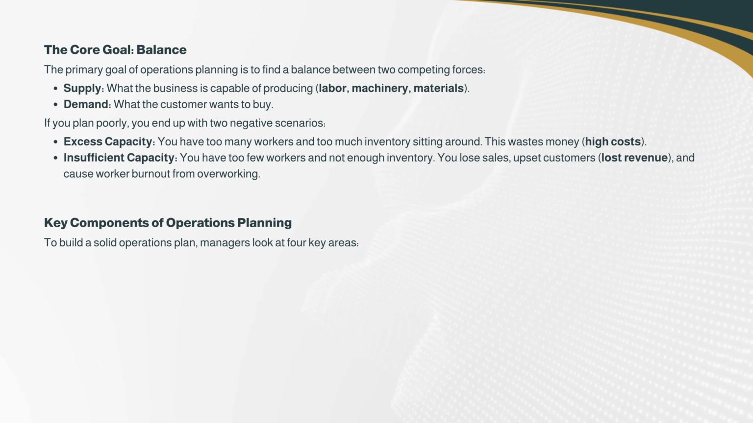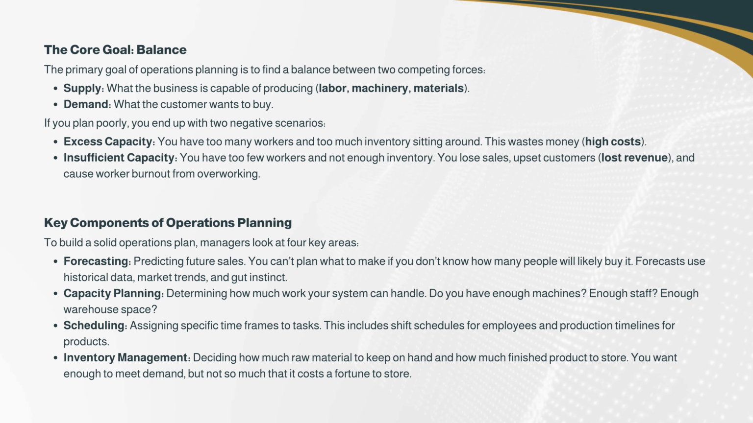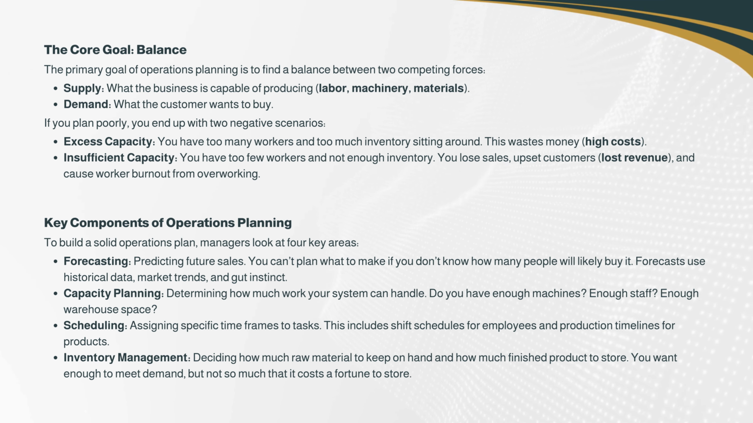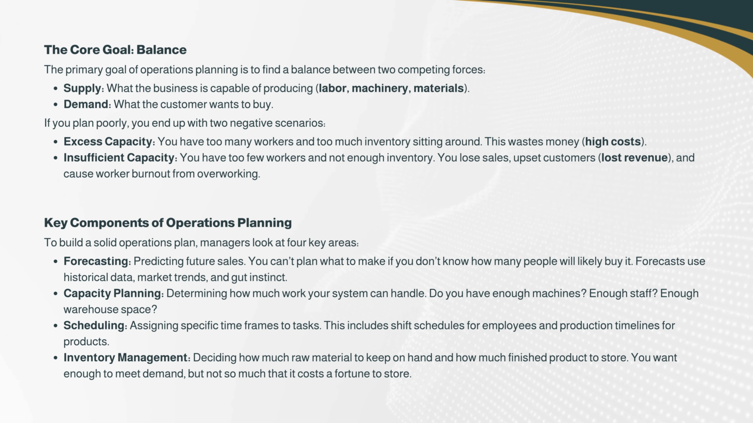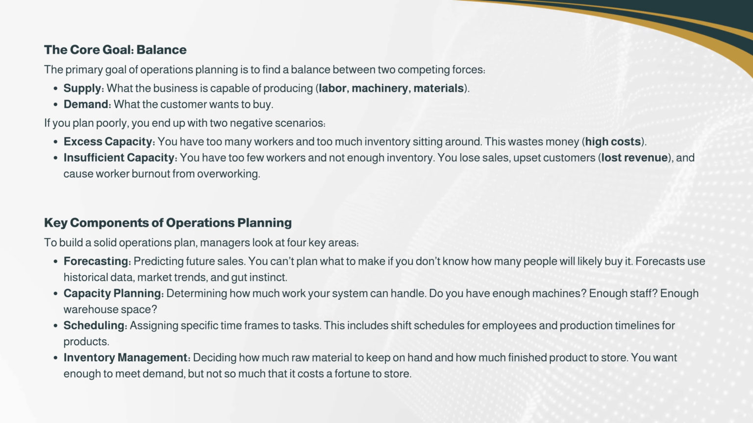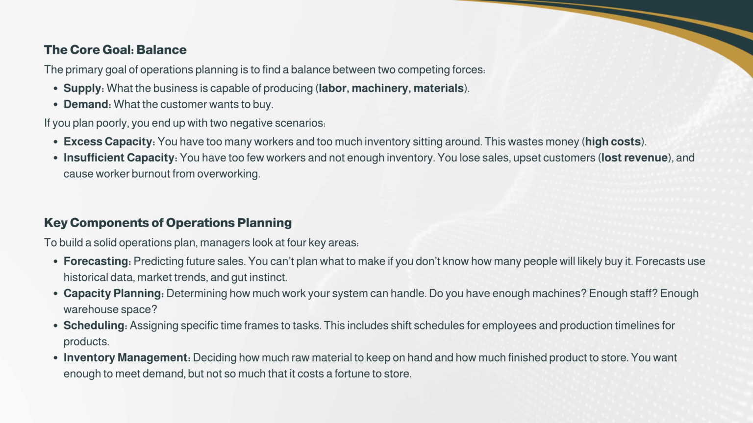To build a solid operations plan, managers look at 4 key areas: forecasting, predicting future sales. You can't plan what to make if you don't know how many people will likely buy it. Forecasts use historical data, market trends, and gut instinct. Capacity planning. Determining how much work your system can handle. Do you have enough machines? Enough staff? Enough warehouse space?